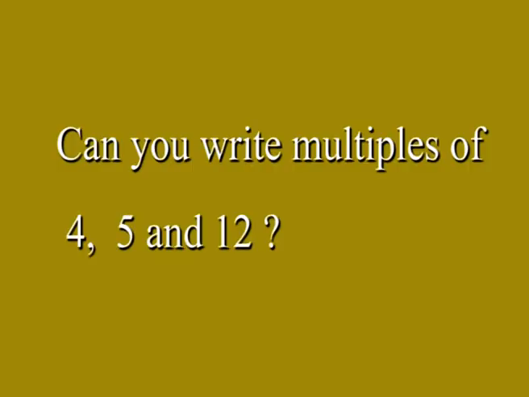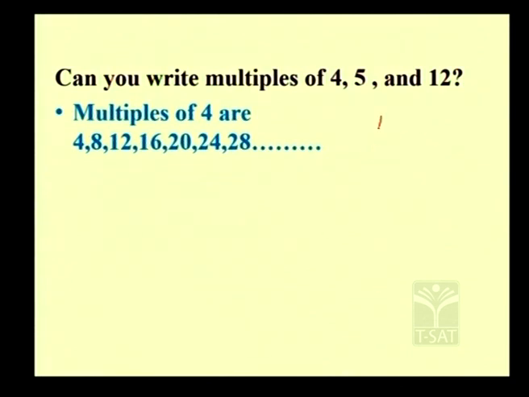Can you write multiples of 4, 5 and 12? Multiples of 4 are here. So, 4 into 1 equals 4, and 4 into 2 equals 8, and 4 into 3 equals 12. Like this, 4 4s are 16, 4 5s are 20, 4 6s are 24, 4 7s are 28, and so on. Here we are observing that 4 is multiplying with some other numbers, and we are getting the multiples of 4.